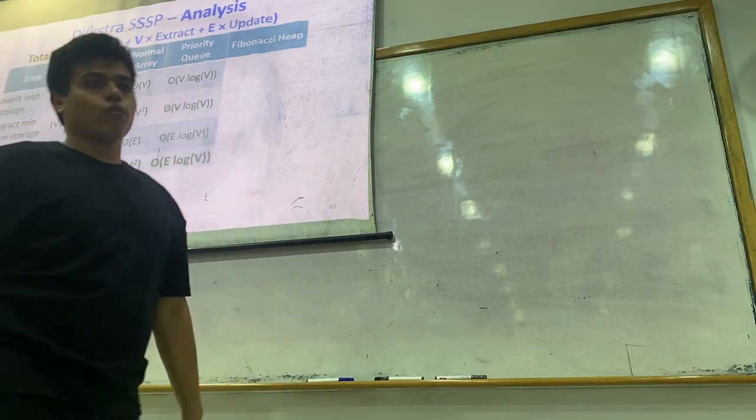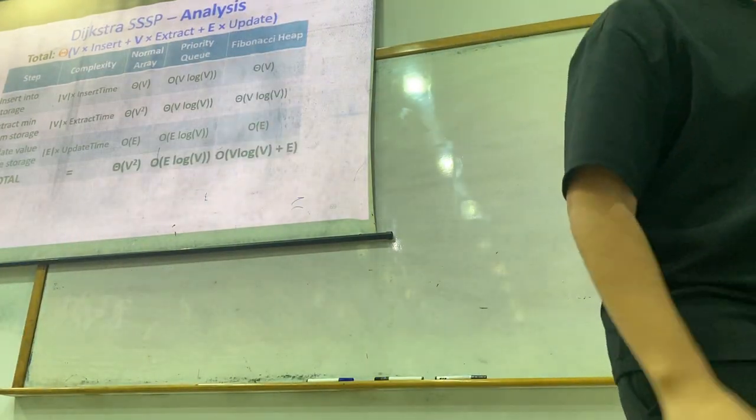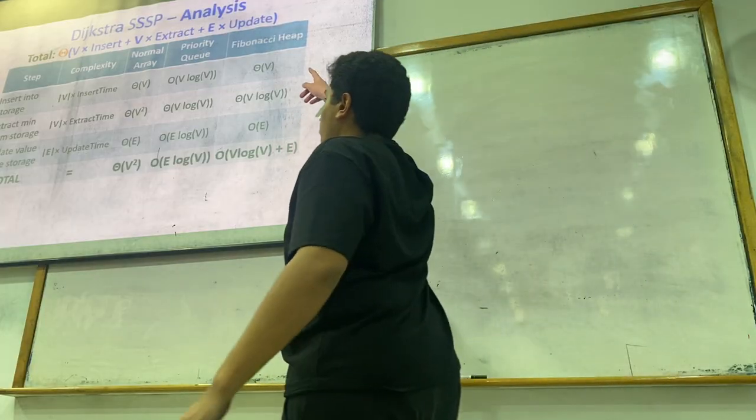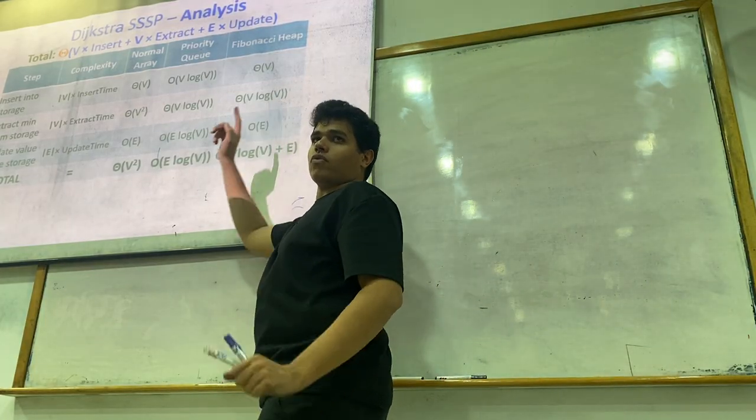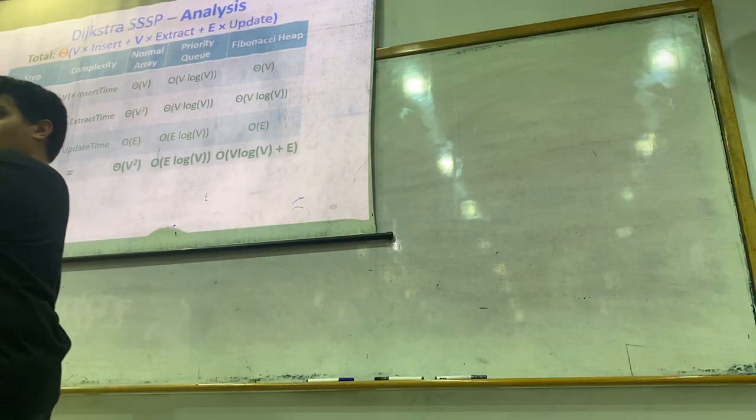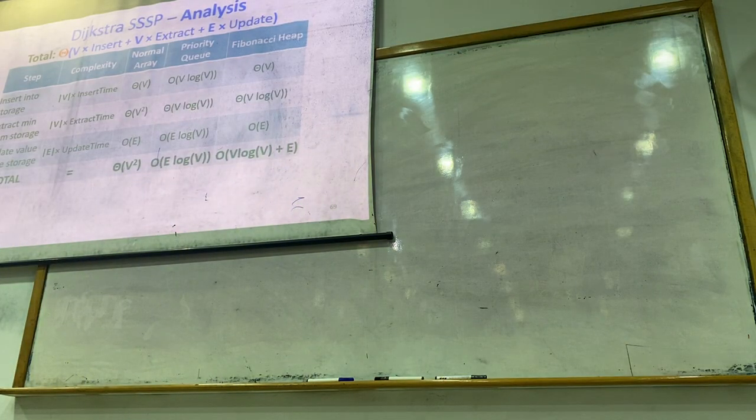V log V. Okay, Fibonacci heap is different somehow. It inserts in order 1 and updates in order 1, but extracts in order log V. So what's the best structure that can be used? Or it depends.